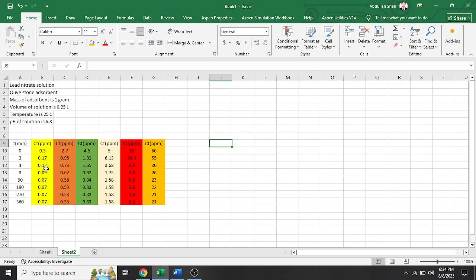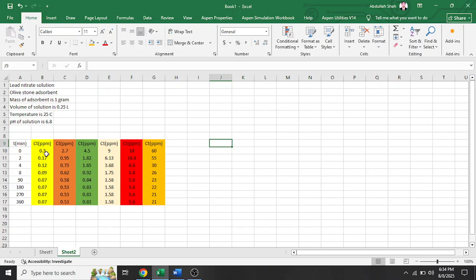It is because with the passage of time, the adsorbate, which is the lead ion in this case, will attach to the adsorbent, and its concentration in the solution will decrease with the passage of time, and it can be obtained from the spectrophotometer. So this is the concentration of the lead ion at various times, like after 2 minutes, 4 minutes, 8 minutes, and so on, up to 360 minutes.